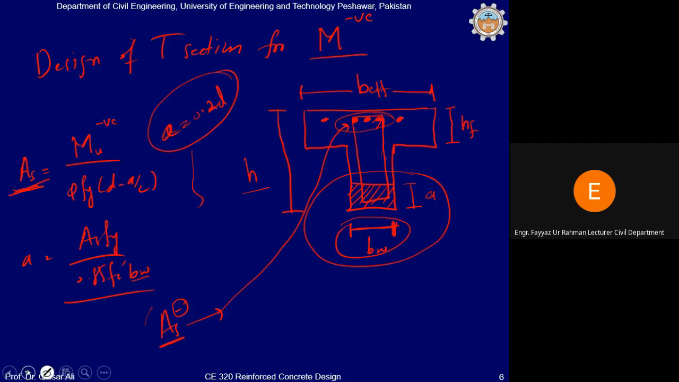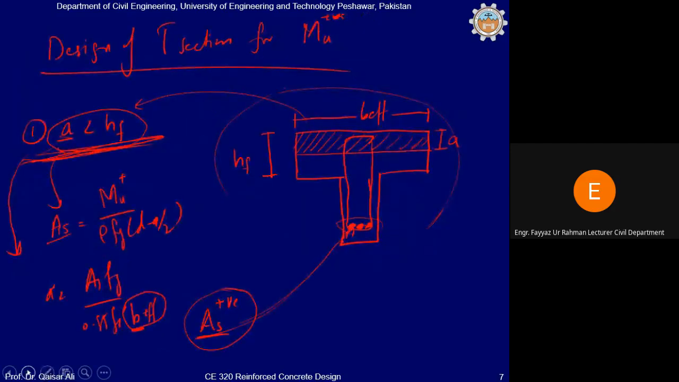Clear? But for positive moment, जो A की वैल्यू है in the first trial, you will assume it equal to HF. बात समझ में आ रही कि नहीं? यानी आप A is equal to HF assume करेंगे और यहाँ पर पुट करेंगे. You will get the value of AS. Now you will put this AS in this equation. Okay, here this will be effective, and from this you will calculate the A.